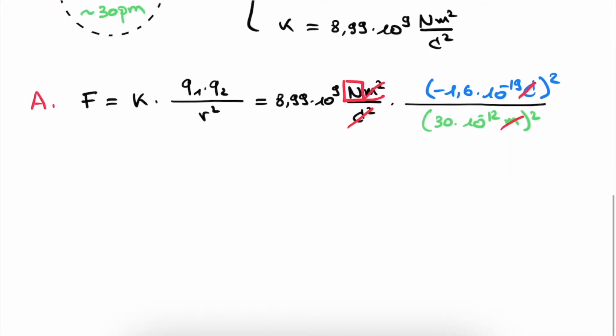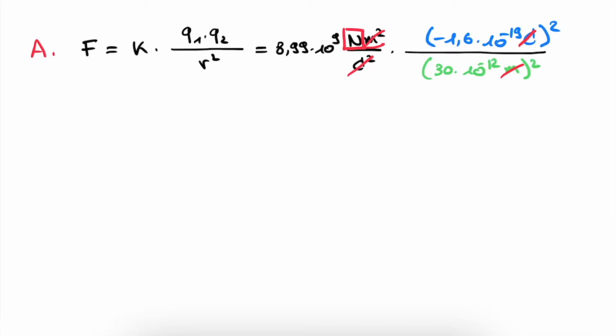And what we will do now is some kind of a trick with calculating with these difficult terms of powers of 10. We can calculate this by simply separating the numbers that we have, so 8.99, minus 1.6 and 30, and separating them from these powers of 10. And this simply becomes 8.99 times minus 1.6 squared divided by 30 squared. And now we simply multiply this with all of the factors of powers of 10.